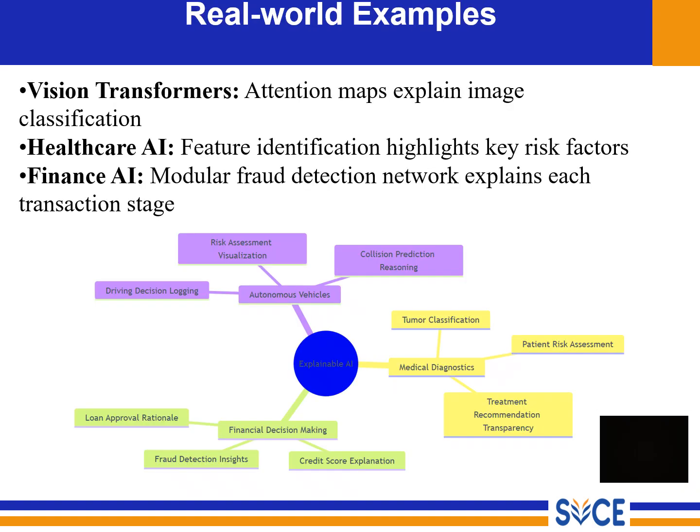The next slide is real world connections, which means real world examples. The first one is vision transformers. Attention maps show which part of an image mattered, making AI vision explainable. The second one is healthcare AI. Feature identification highlights key clinical risk factors, to support doctors, not replace them. Then finance AI. Modular models show which step triggered a fraud alert and ensure transparency for auditors.